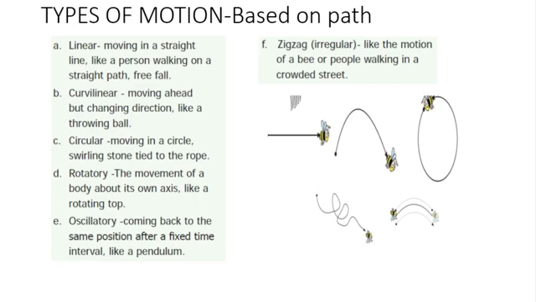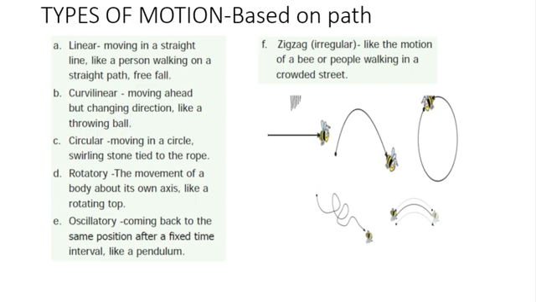Second one, curvilinear motion. Motion of a body moving ahead but changing direction. Example, motion of a ball thrown. Third one is circular motion. Motion in a circular path. Example, swirling stone tied on a rope.